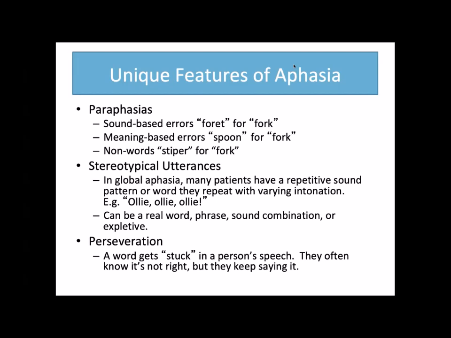We just talked about stereotypies. If it's not global aphasia, but there tends to be a phrase that comes out more commonly than others, it could be a perseveration. So perseveration is when a word gets stuck in a person's speech. They often know it's not right, but they can't stop themselves from saying it. So if you meet somebody and you say, hi, my name is Megan, and they say Megan, and then they try to tell you their name, they might just say Megan again. It just gets stuck.